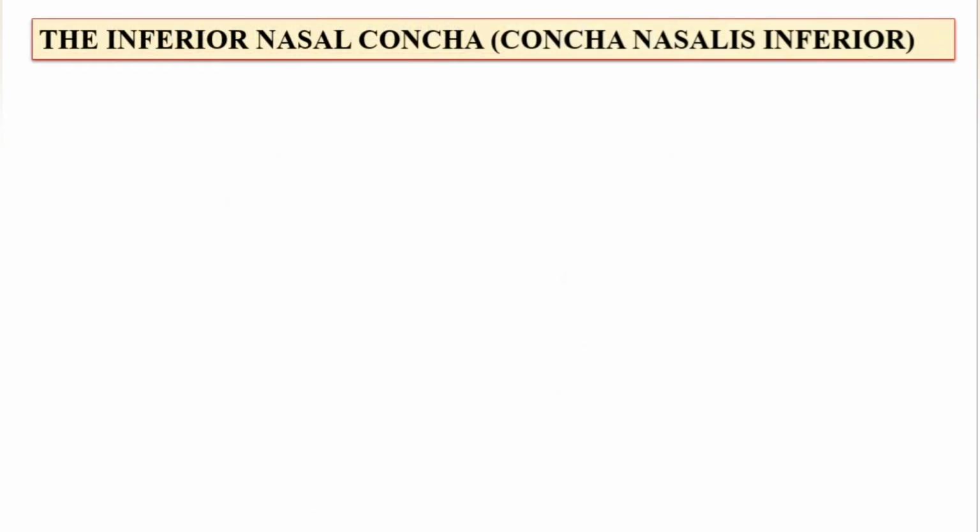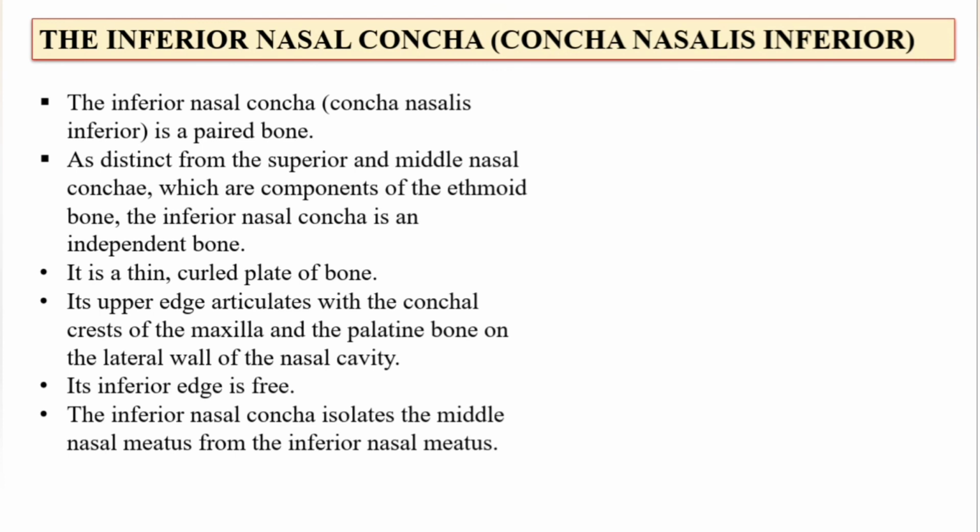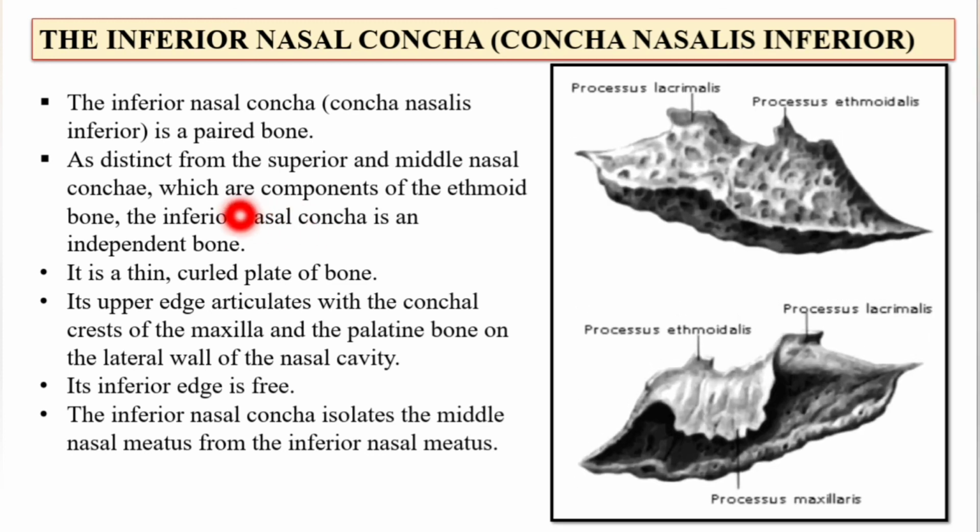And then the last bone we are going to cover in this video is called the inferior nasal concha, concha nasalis inferior. The inferior nasal concha is paired. Unlike the middle nasal concha and superior nasal concha, which are part of the ethmoid bone, the inferior nasal concha is actually an independent bone, which is thin and curved. Its upper edge articulates with the conchal crest of the maxilla and the conchal crest of the palate.